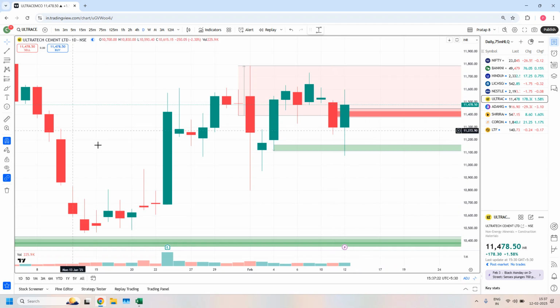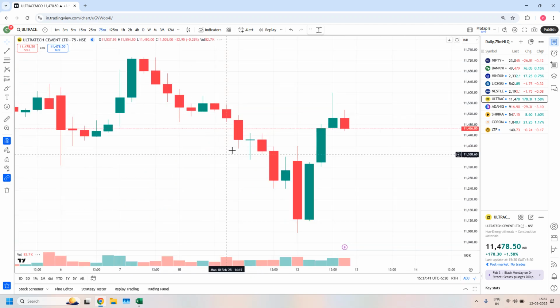First one is UltraTech Cement. This is a daily high liquidity zone. We have a rally candle, 2 base candles and a drop candle. This is how our software identified the daily zone. This daily zone is fine-tuned with 75 minutes time frame.